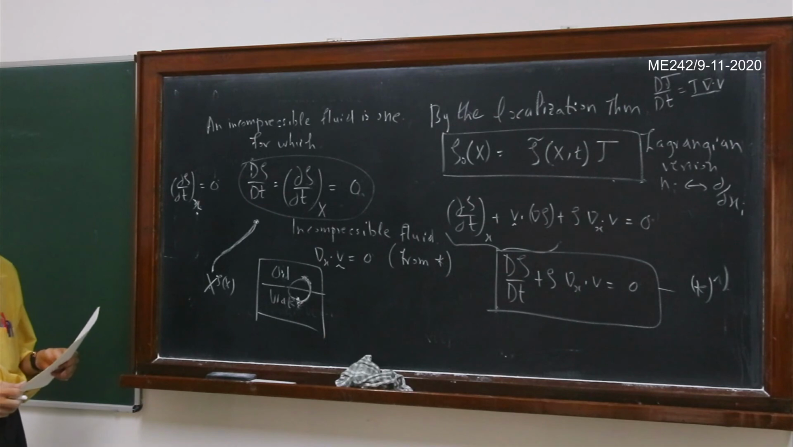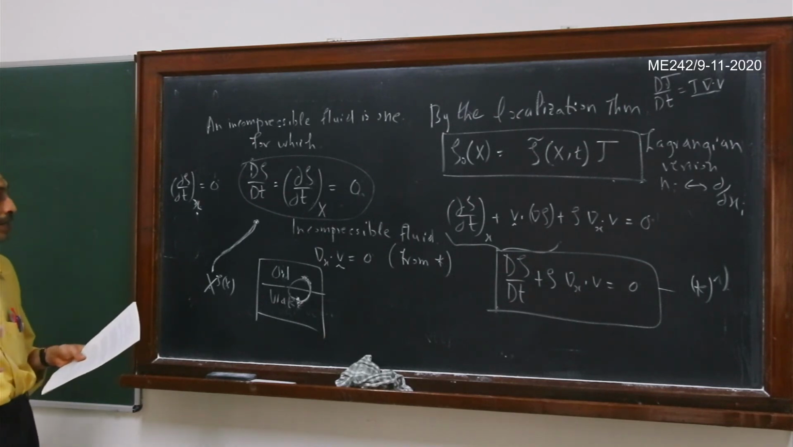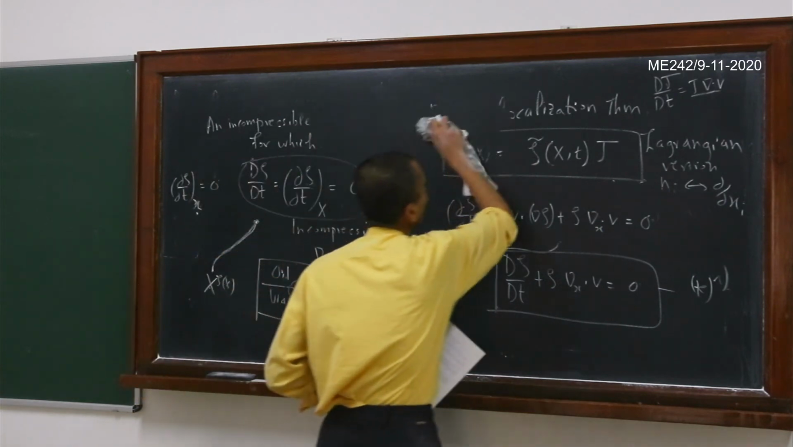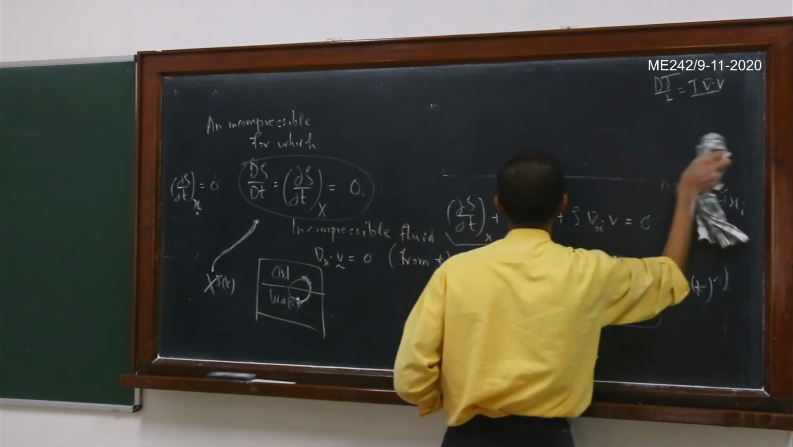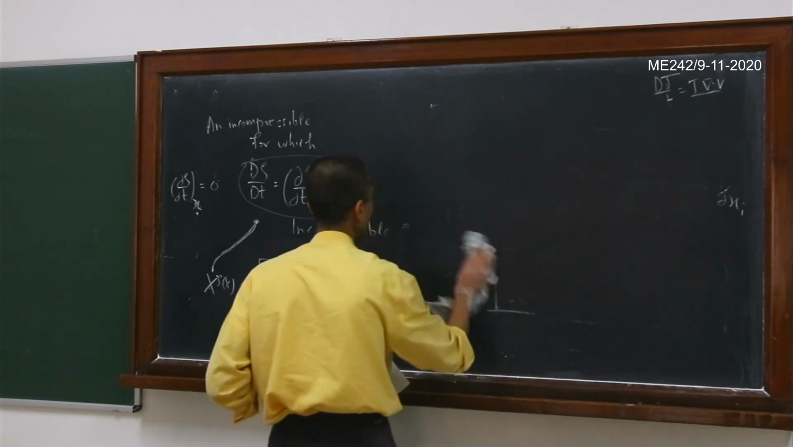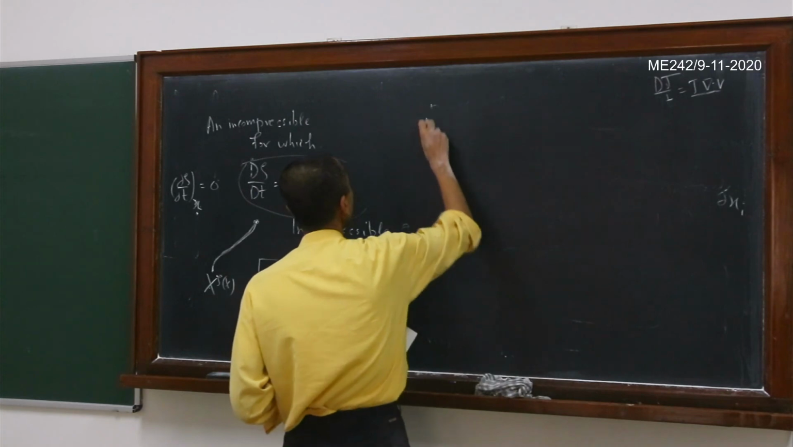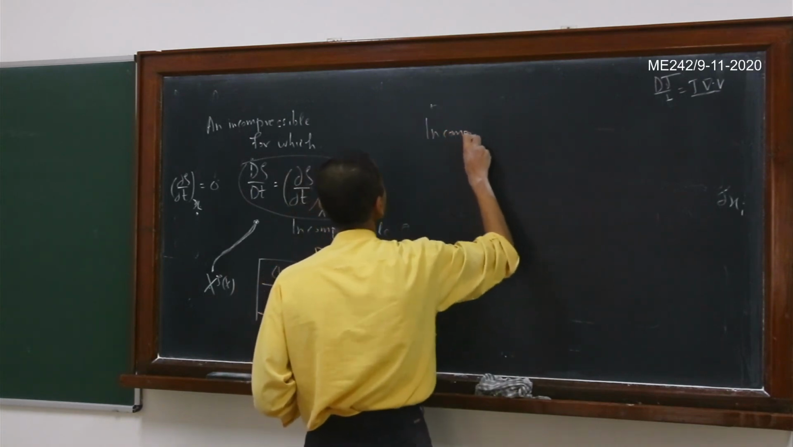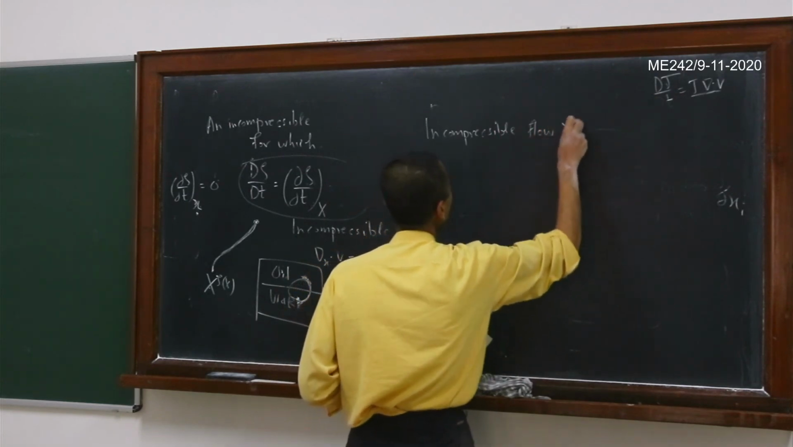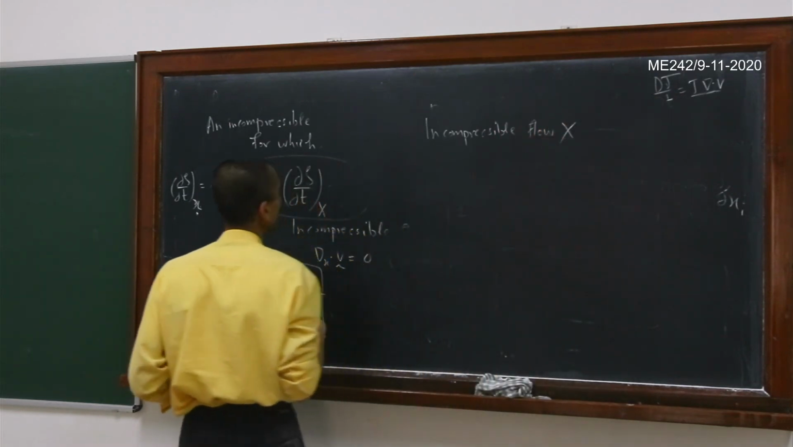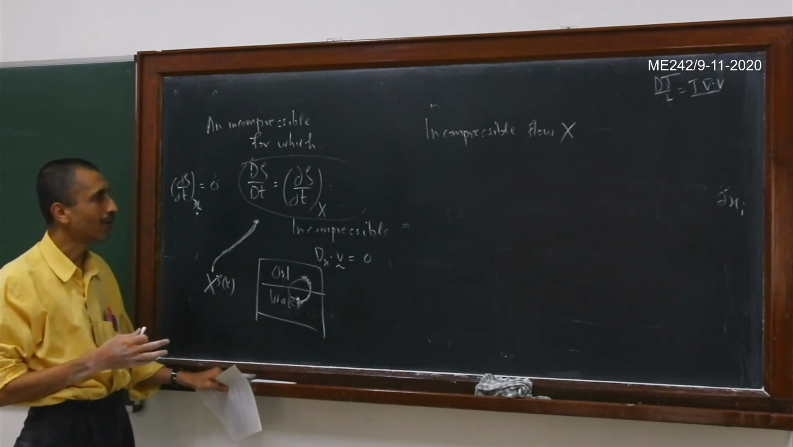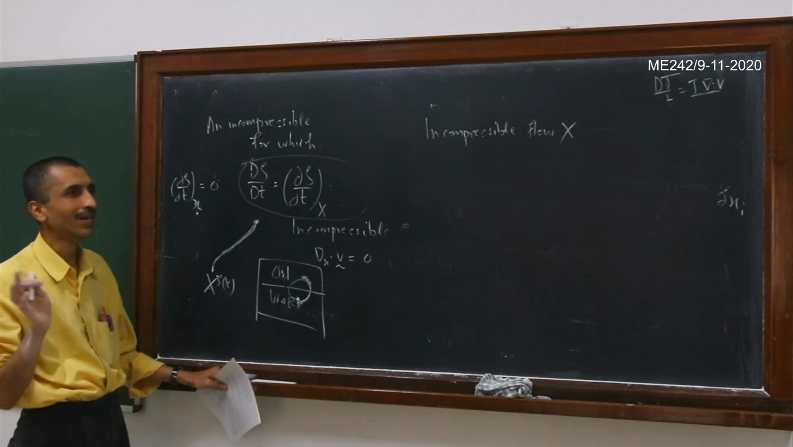Another thing is many times they talk about incompressible flow. Okay, so that actually is not a correct terminology. Let me emphasize that also. When they say incompressible flow, this is not a correct terminology. What is incompressible is the fluid. The fluid is incompressible, not the flow. The flow is just some velocity field.